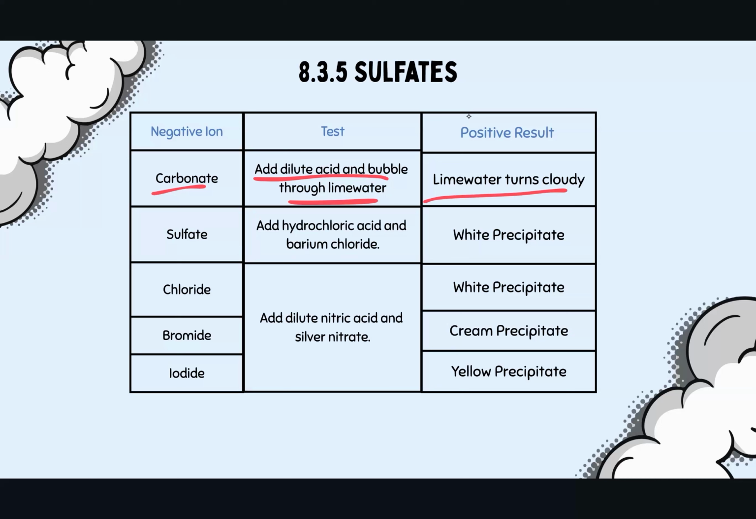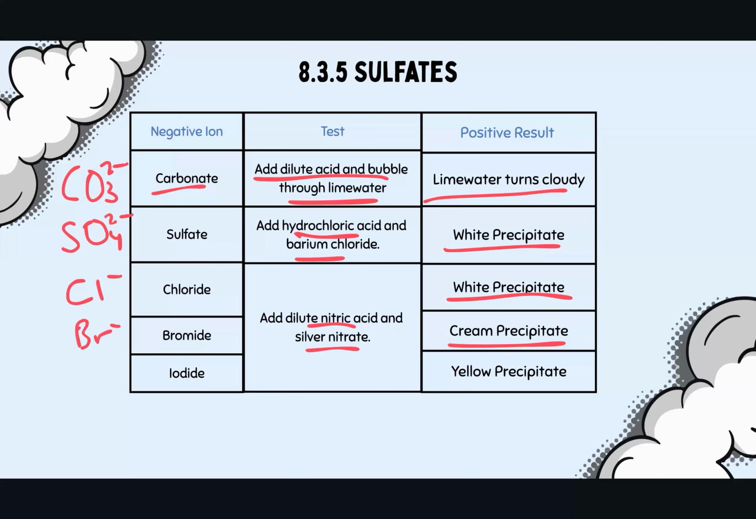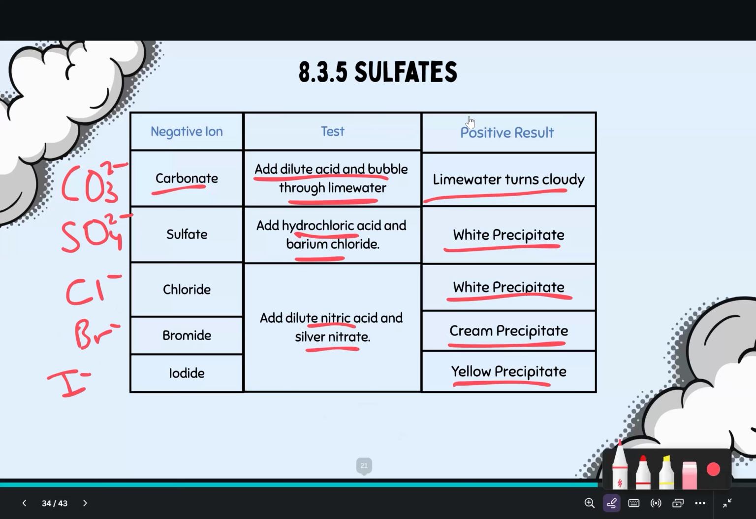Now, for a sulfate, if we add hydrochloric acid and barium chloride, then we get a white precipitate, and we know it's a sulfate, which is SO4 2 minus. If we add dilute nitric acid and silver nitrate and we get a white precipitate, then we know it's Cl minus. If it's a cream precipitate, then we know it's Br minus. If we get a yellow precipitate, we know it's I minus.